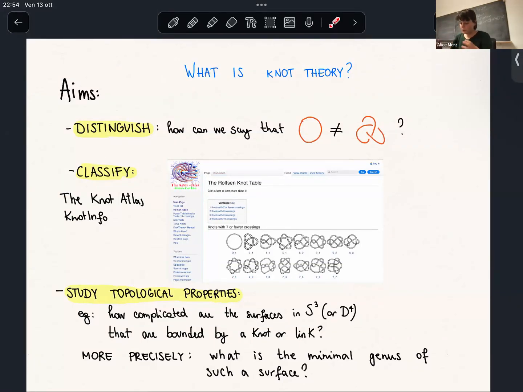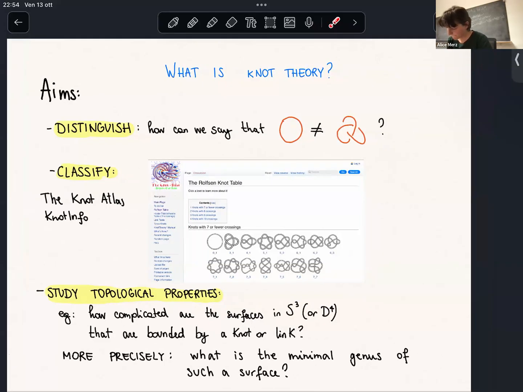And a huge part of knot theory is to study topological properties of knots. So, for example, how complicated must the surfaces in S3 that have my knot or link as a boundary be? Here I also wrote D4. With D4, I mean the 4-ball, because knot theory is very connected with 4-manifolds too. And sometimes we study surfaces in a 4-manifold, which is a very interesting field of research. So more precisely, the question in this case would be, what is the minimal genus of a surface? Let's restrict ourselves to S3 for now.